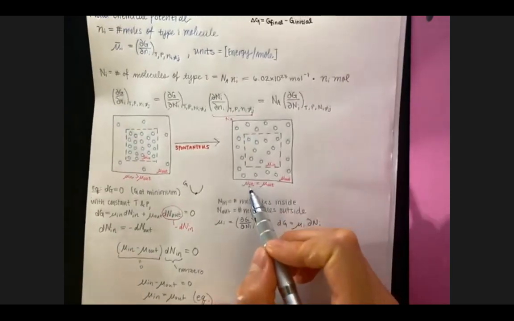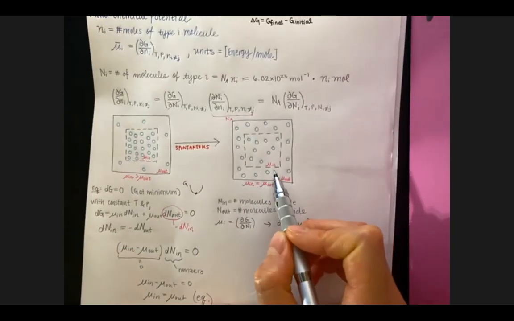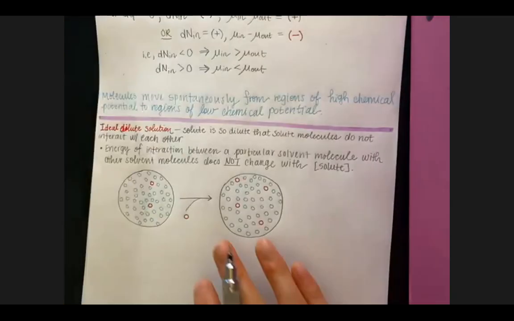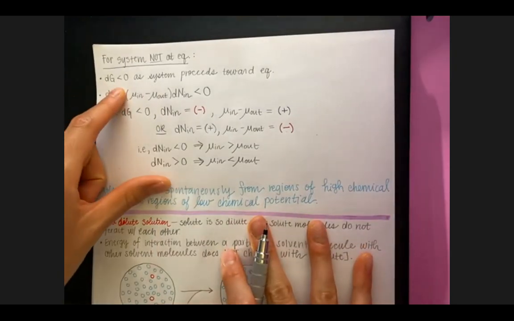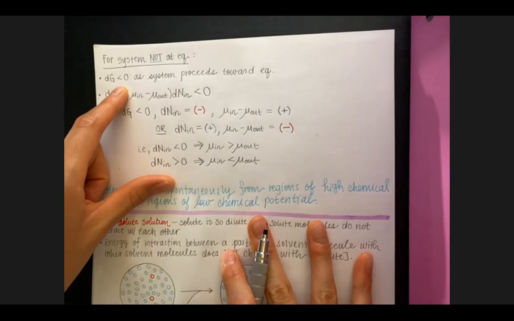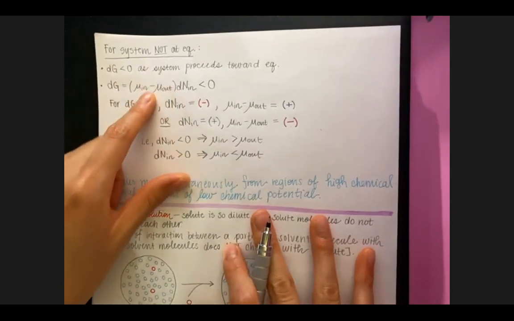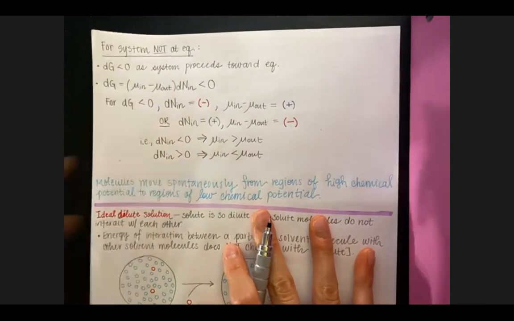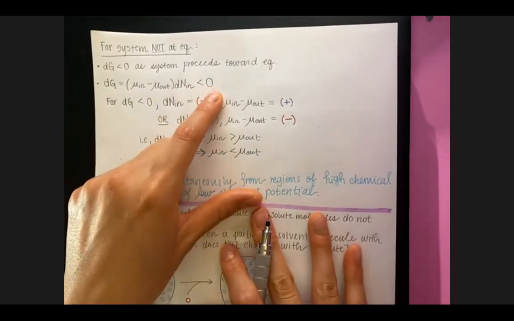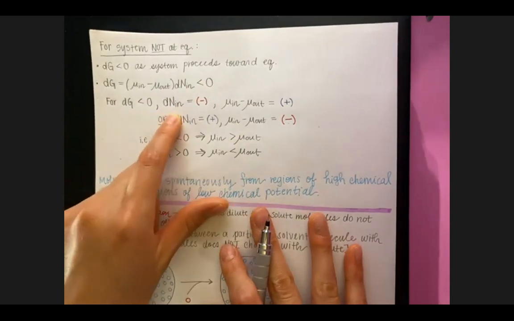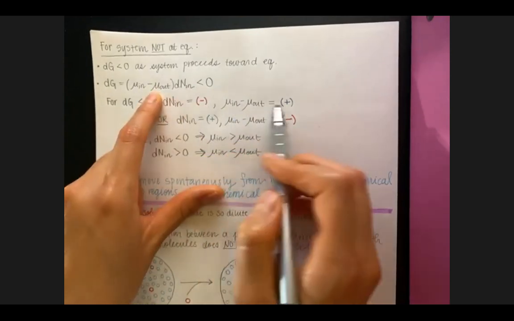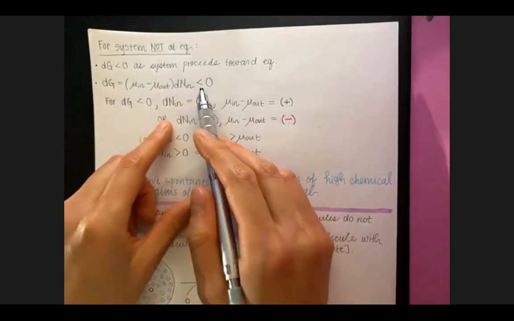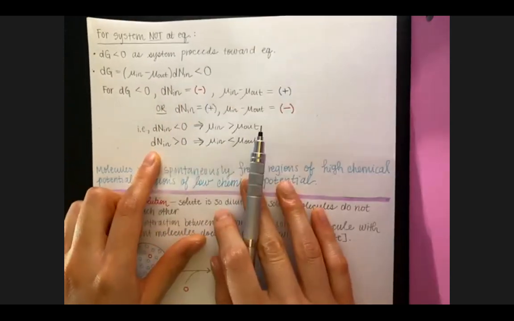Okay, so in our picture, we see that now the chemical potentials are equal and the concentrations are roughly similar. So for a system not at equilibrium, what happens? The change in free energy is going to be less than 0 as the system proceeds towards equilibrium. So the same equation we had before, but now the inequality is less than 0. And when this happens, you can either have this term being negative and this term being positive or vice versa, but they need to be opposite signs so that the inequality holds true.